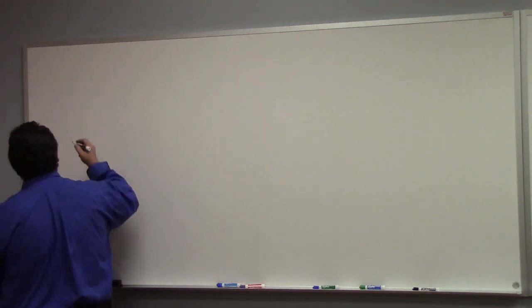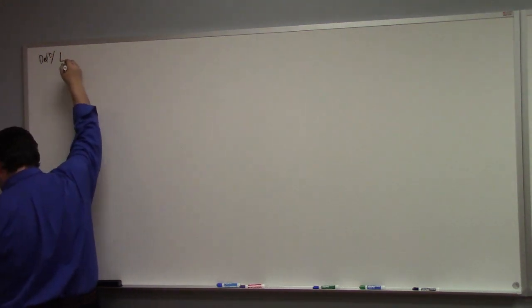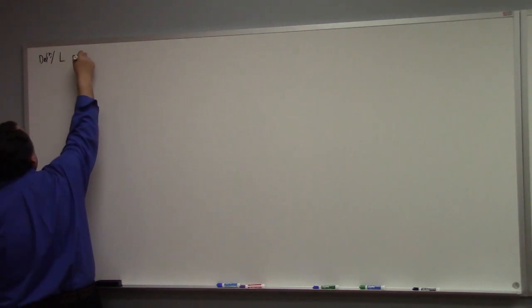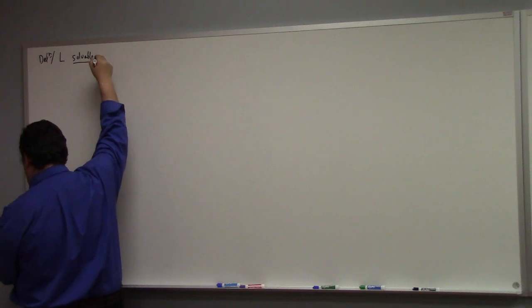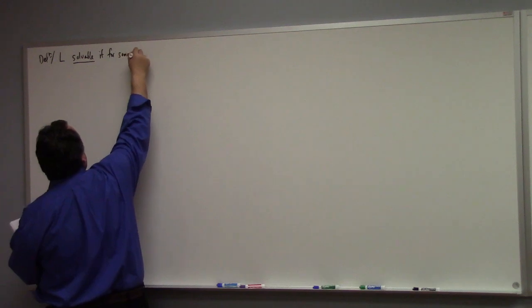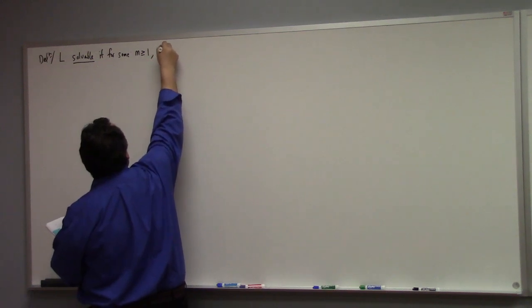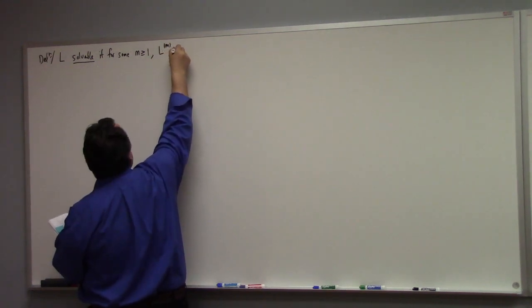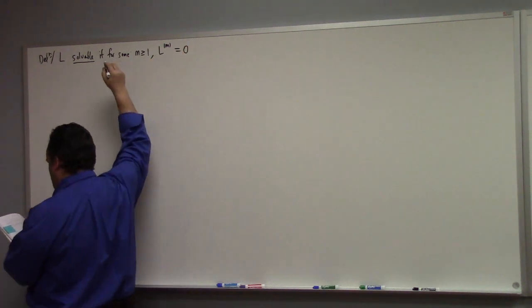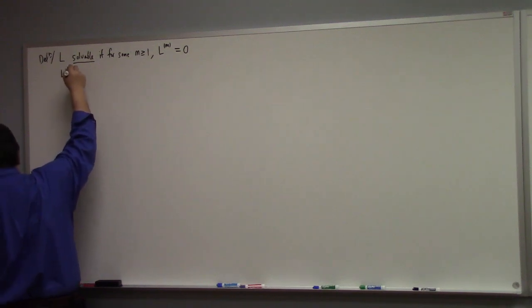All right, so let me just recap what we are up against here. We've got Lie algebras, and we were talking about the definition: L is solvable if, for some m greater than or equal to 1, the mth derived series is 0.